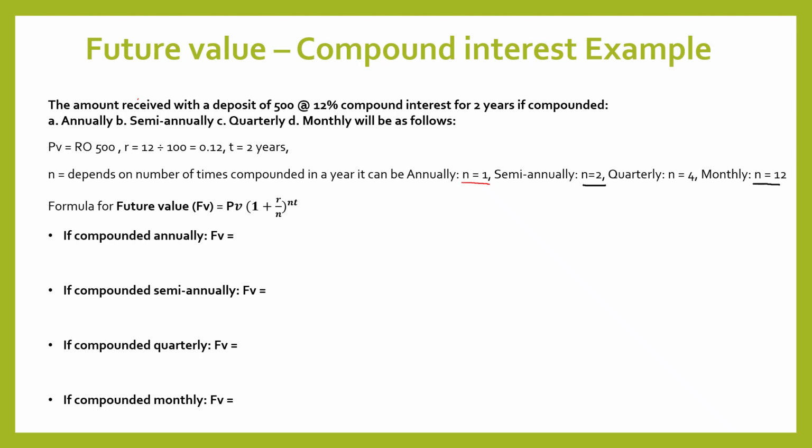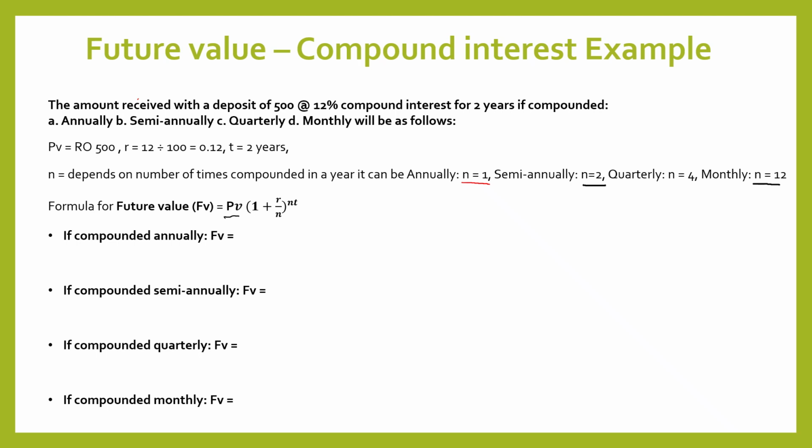Keep this thing in mind. Remaining everything is very simple and easy. The only thing which you need to understand is that you should memorize the formula. So the formula for the future value using the compound interest is: future value is equal to present value into bracket 1 plus r by n, bracket close, power of nt.